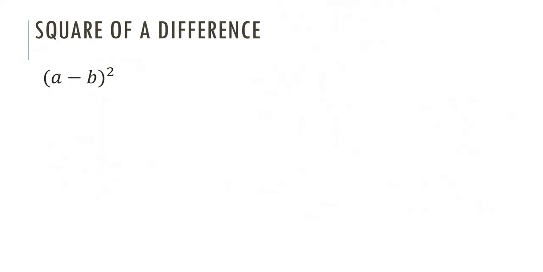All right, let's try the next one, the square of a difference. Very similar, but we have a subtraction sign. And again, (a minus b) squared is not a squared minus b squared.